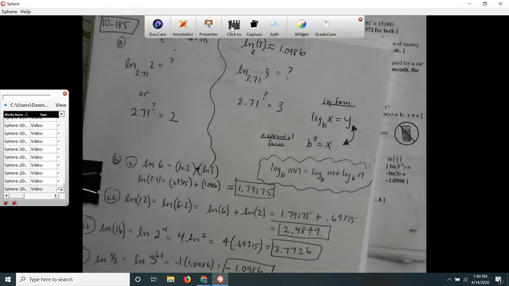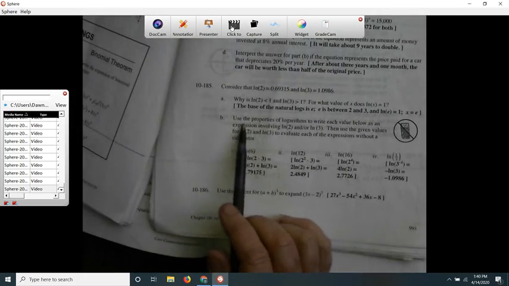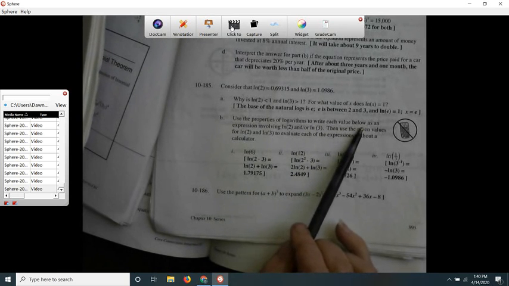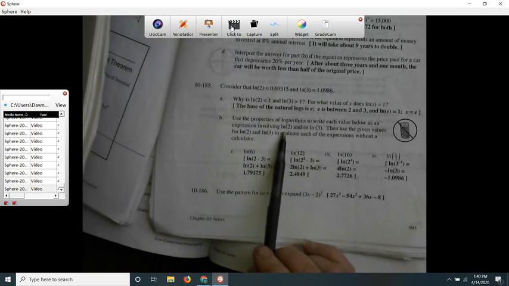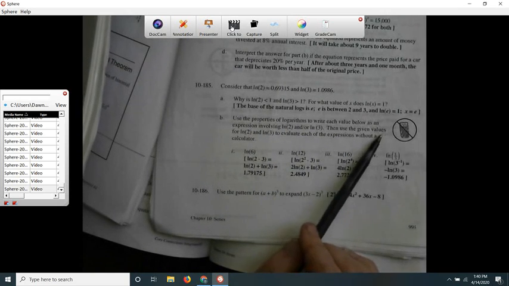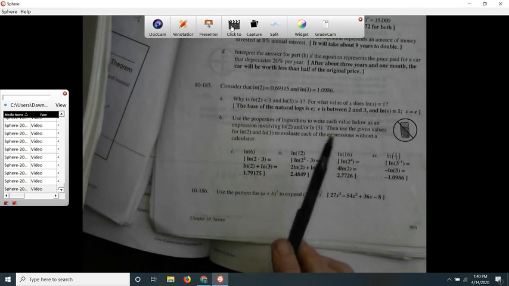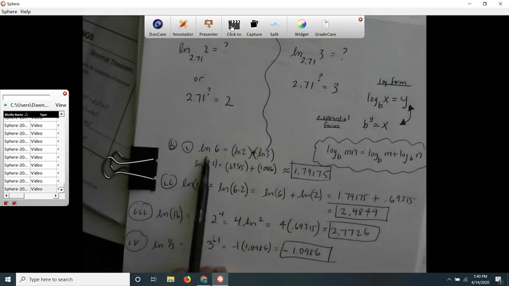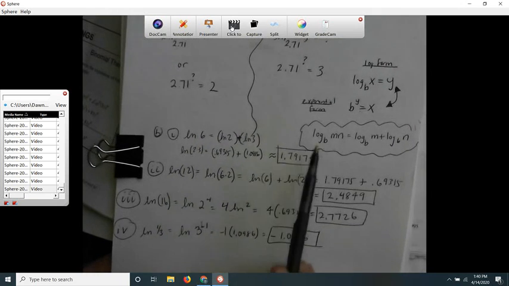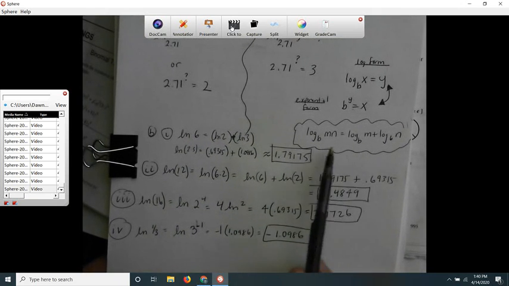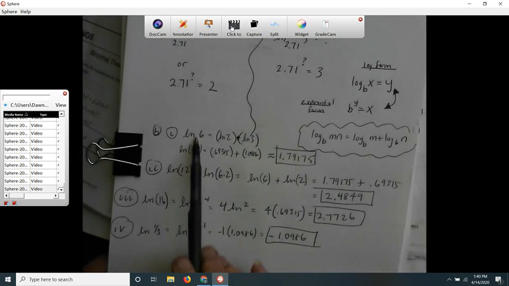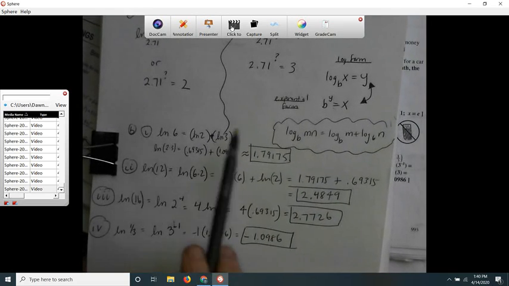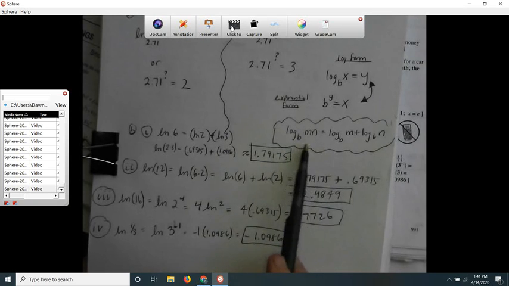You'll see. And then letter B says, use the properties of logarithms to write each value below as an expression involving ln2 and/or ln3. Then use the given values for ln2 and ln3 to evaluate each of the expressions without a calculator. So they give you ln6. Well, there's a log law that looks like this. Because these natural logs obey all the same properties that logarithms have.